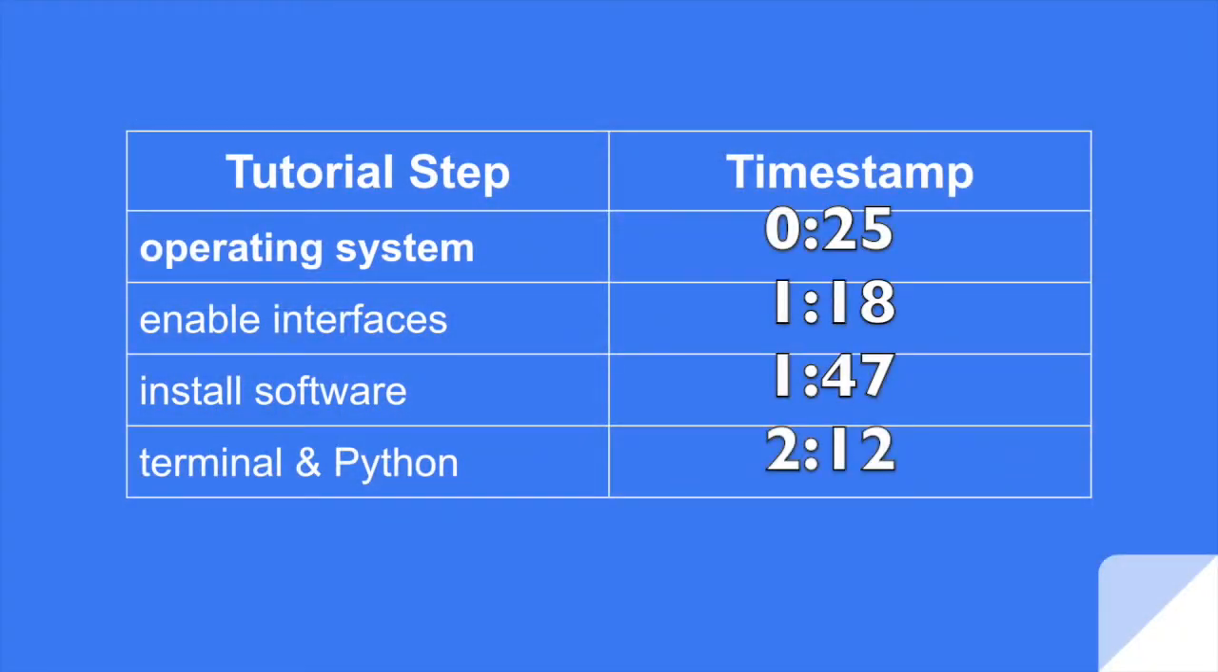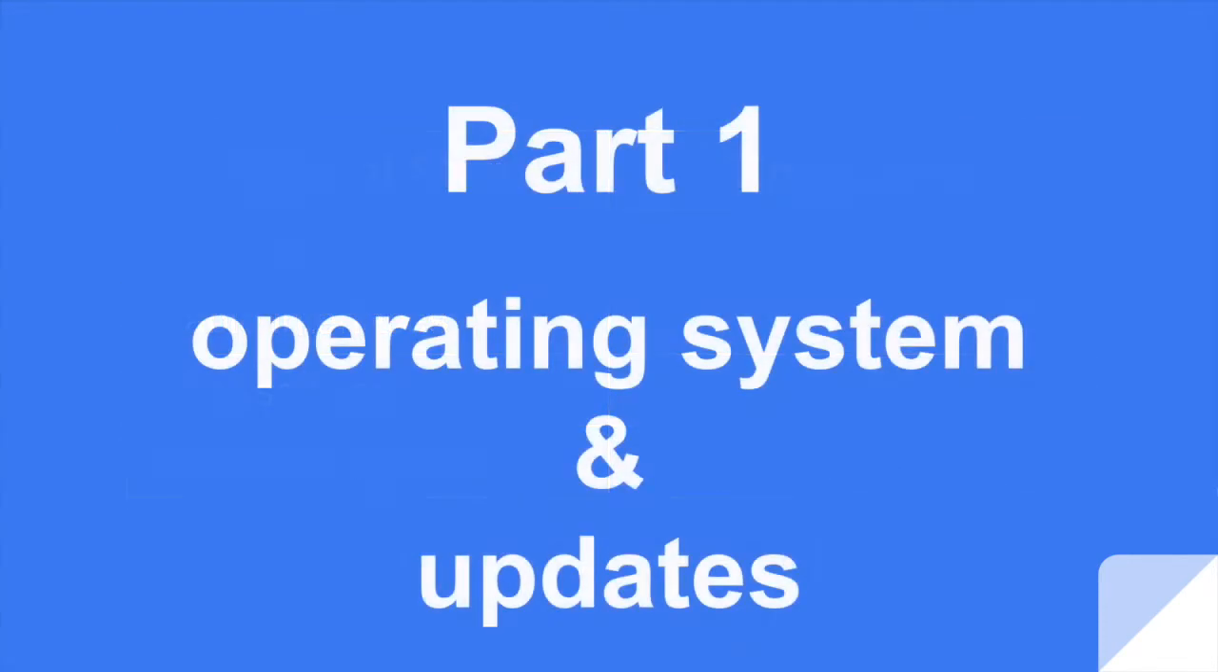First, we're going to get the software we need to install the operating system and update it. Then we're going to enable all the interfaces for robotic sensors and actuators. Then we'll install the extra software I always use. And finally, we're going to make some changes to the terminal and to how we use Python.